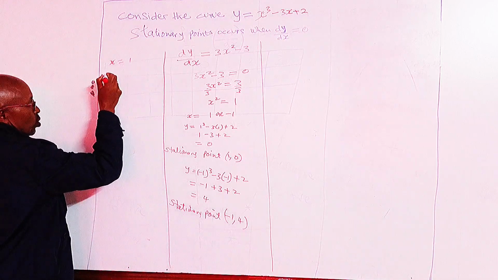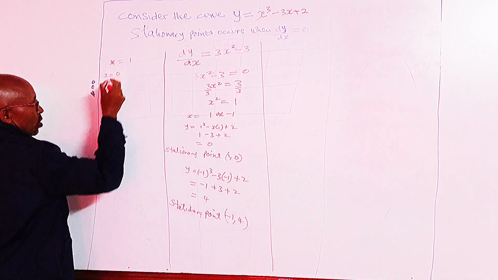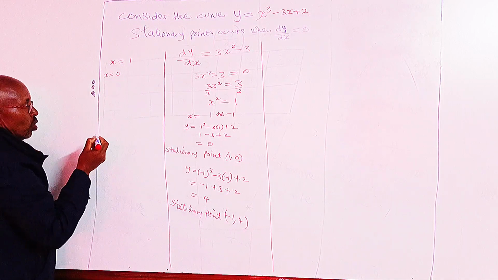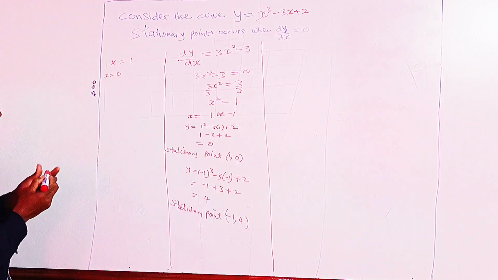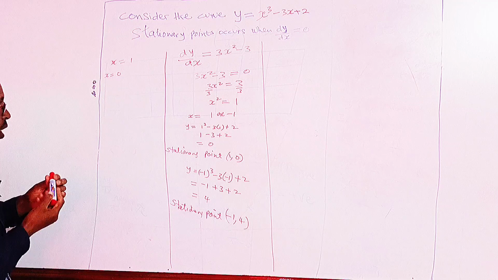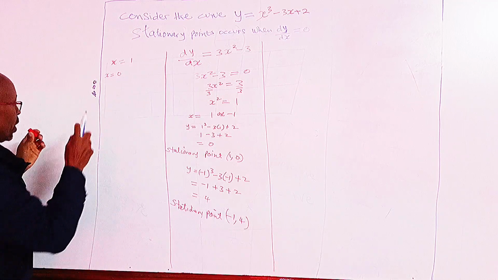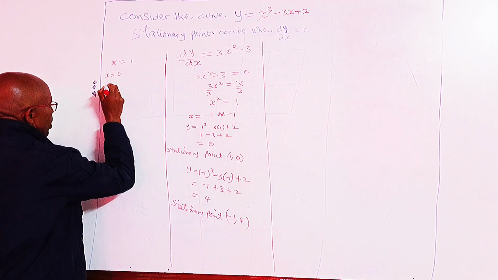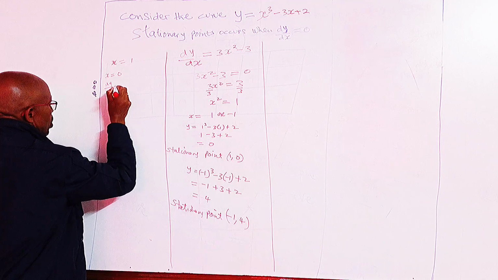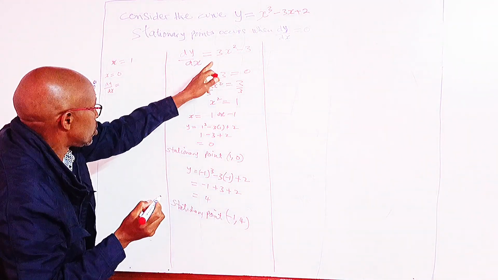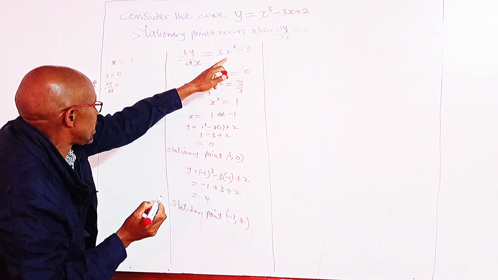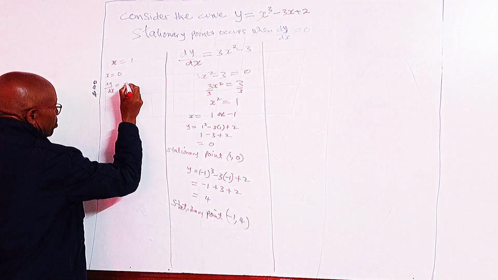Say x is equal to 0. When x is equal to 0, what is happening to our dy/dx? When x is equal to 0, our dy/dx will be equal to 3 times 0 squared minus 3, so our dy/dx will be equal to negative 3.